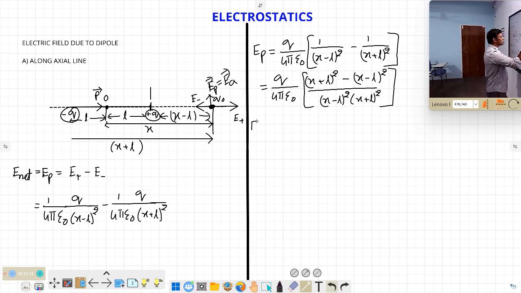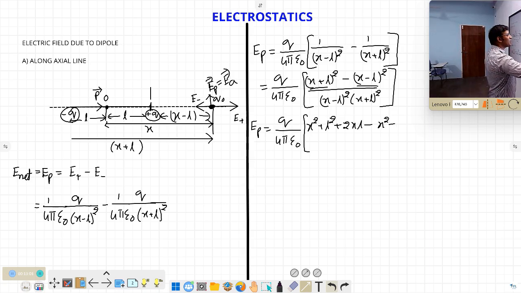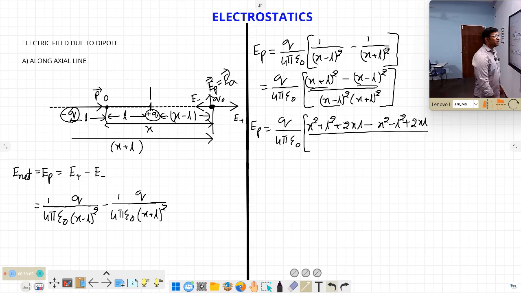If you solve this, the electric field at point P is Q by 4 pi epsilon naught into, this is in the form of (a plus b) whole square and (a minus b) whole square expanded. So I can write x square plus L square plus 2xL minus x square minus L square plus 2xL in total, divided by, this is in the form of (a minus b) into (a plus b) whole square. So (a plus b) into (a minus b) is a square minus b square. So I can write (x square minus L square) whole square.